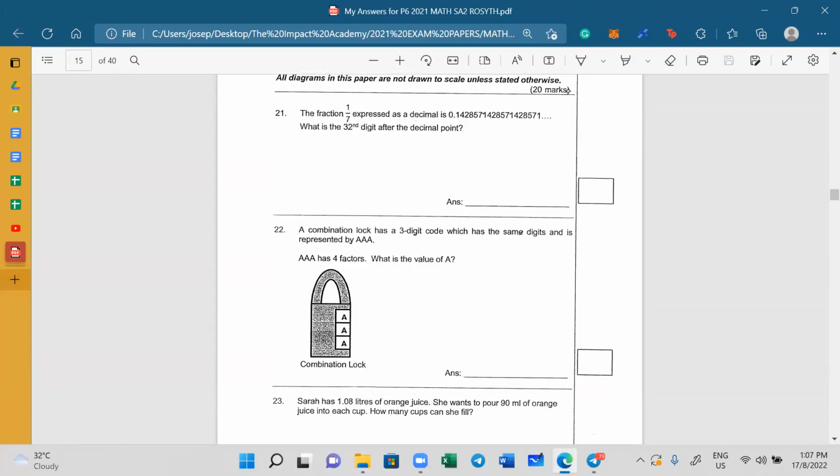Hi everyone, today we are looking at P6 2021 Math SA2 Rosyth, and we are looking at question number 22.